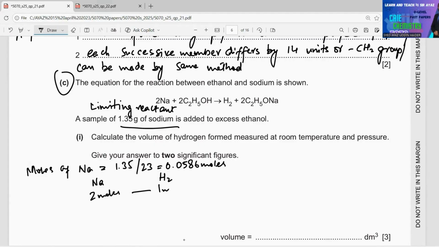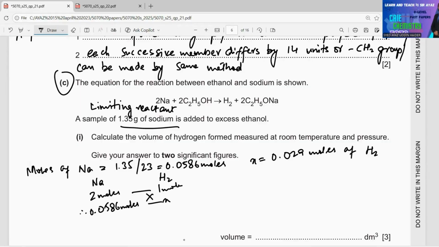So according to the reaction equation between sodium and hydrogen, 2 moles produce 1 mole. Therefore, 0.0586 moles gives X moles of H2. If you calculate this, you will get X as 0.029 moles of hydrogen. These are the moles of hydrogen.